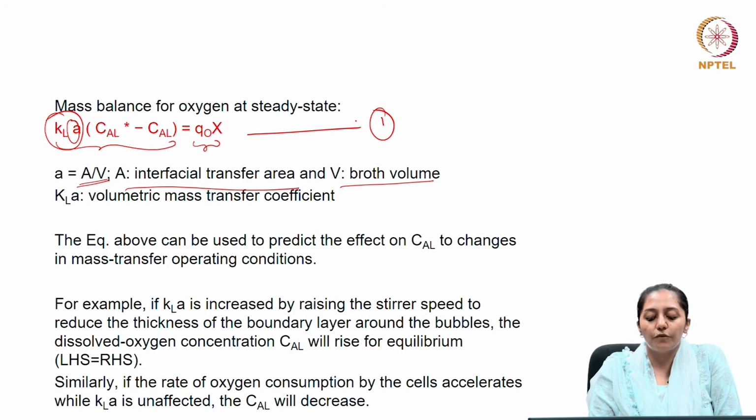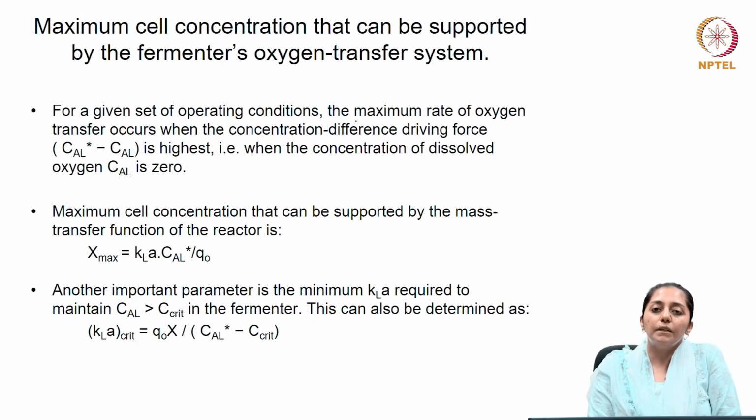Similarly, if the rate of oxygen consumption by the cells accelerates whilst KLa is unaffected, then the CL will decrease. Now, if we need to determine the maximum cell concentration that can be supported by a fermenter system, then how do we determine that?